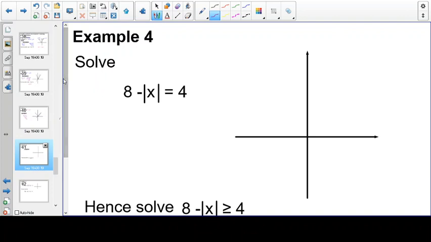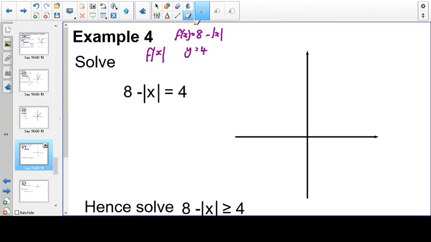Next one, 8 minus modulus x equals 4. So this whole thing you can think of as being that form. We're going to draw f of x equals 8 minus x, and we're going to draw y equals 4. Should put y. So 8 minus x looks like that. So like that.